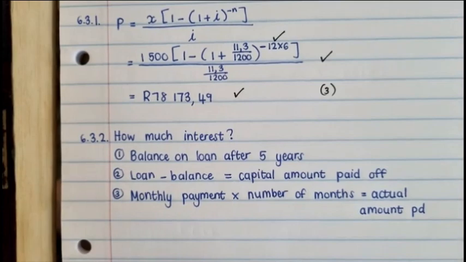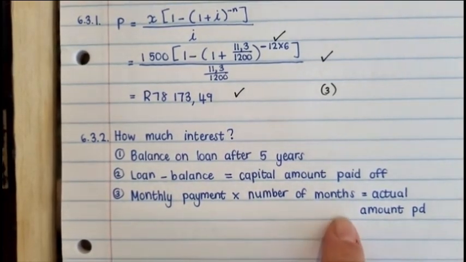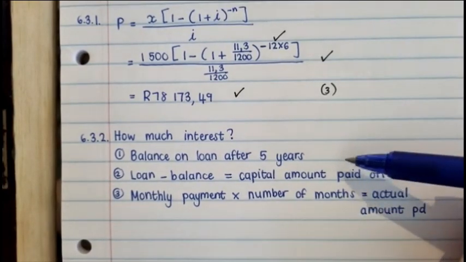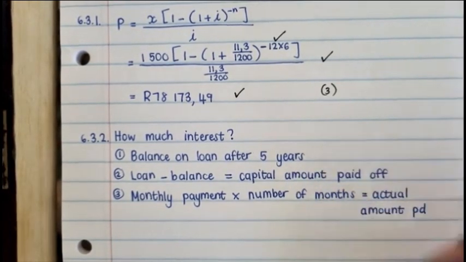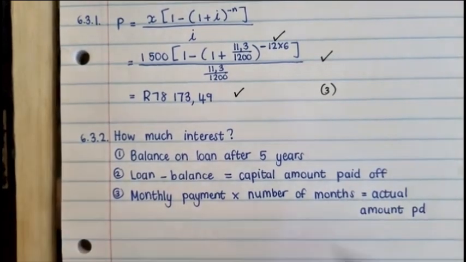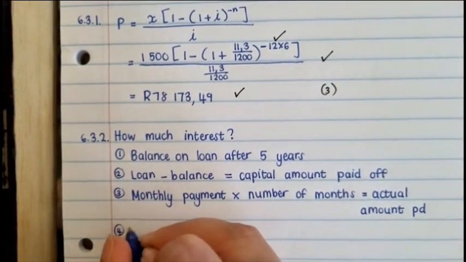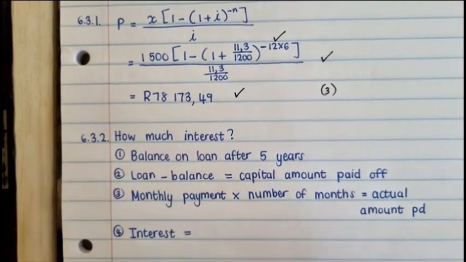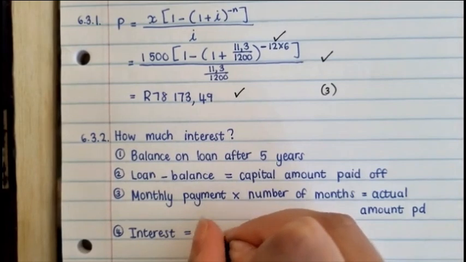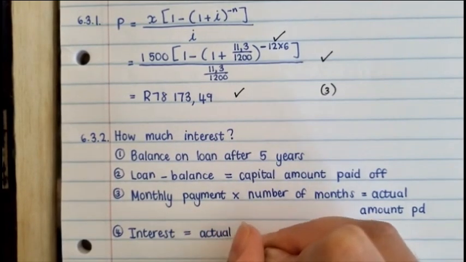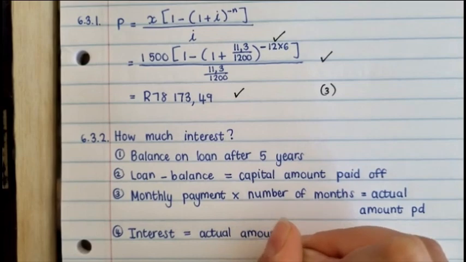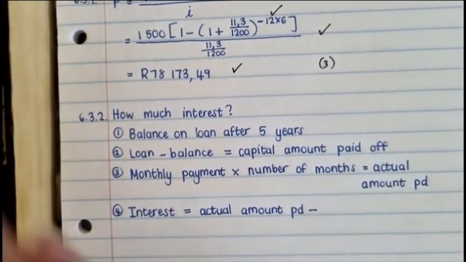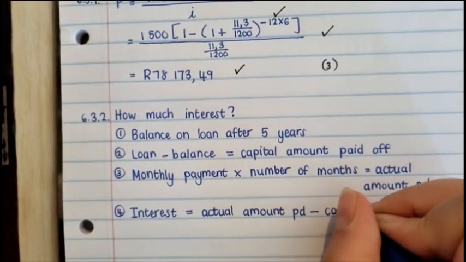Now, when you know how much she's paid, step 3, you then minus the amount that was actually the loan, the capital amount, and what you're left with is your interest. So that will be your final step. Interest is then your actual amount paid, minus your capital amount paid.